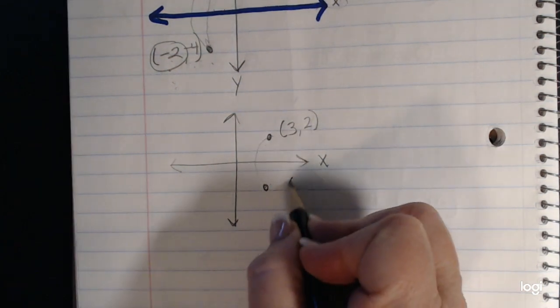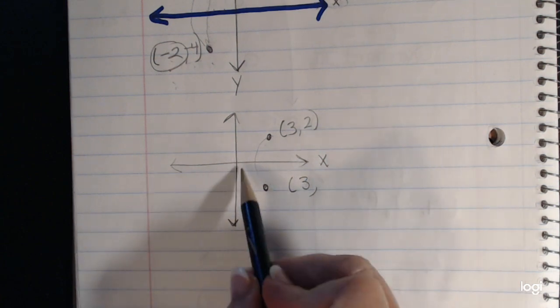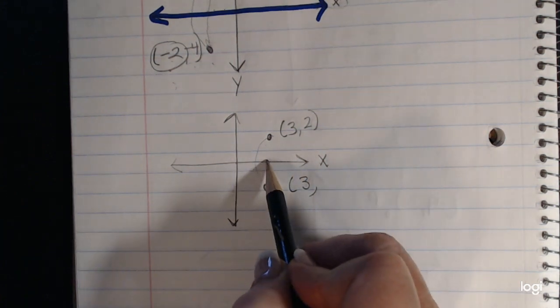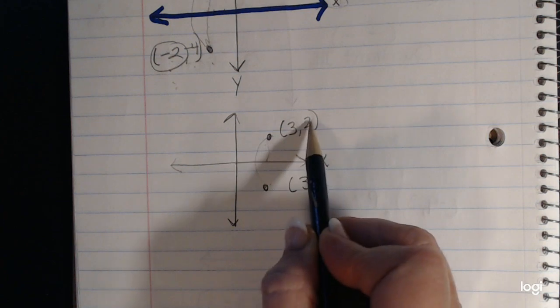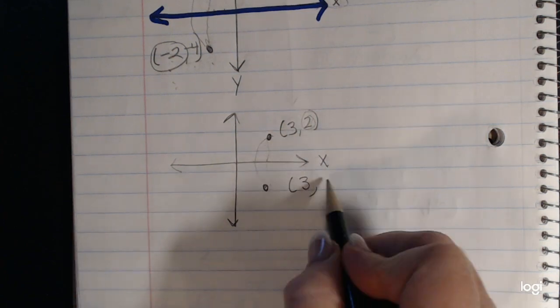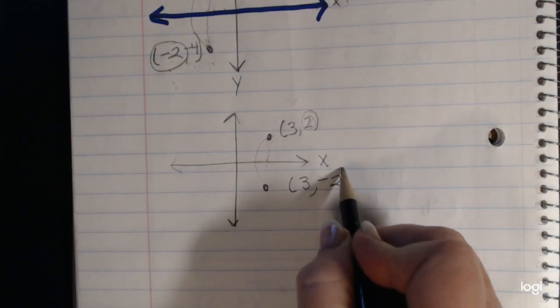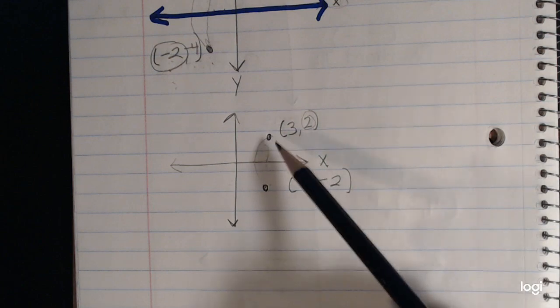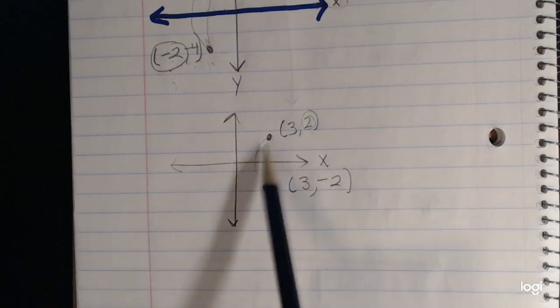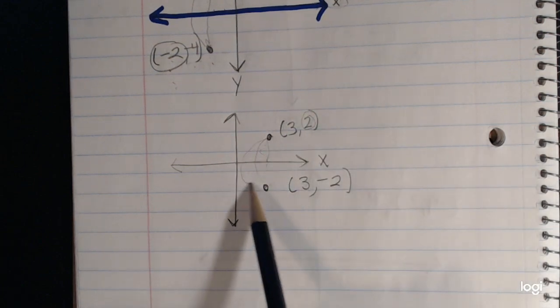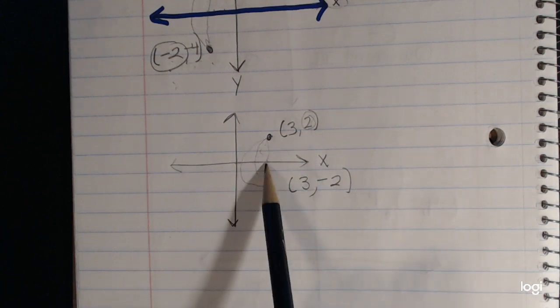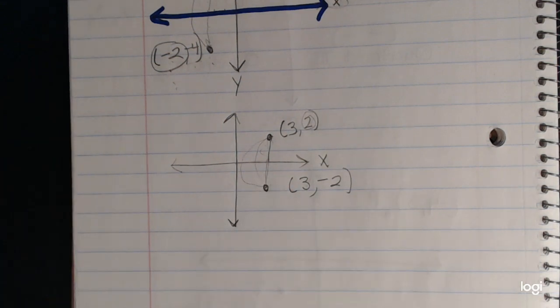My x is going to still say 3. So I'm going over 3, but this time instead of going up 2, I'm going to do the opposite, and I'm going to go down 2. So I have taken my original point and I've reflected it over the x-axis. And because it's reflected, it's the same distance here and here.